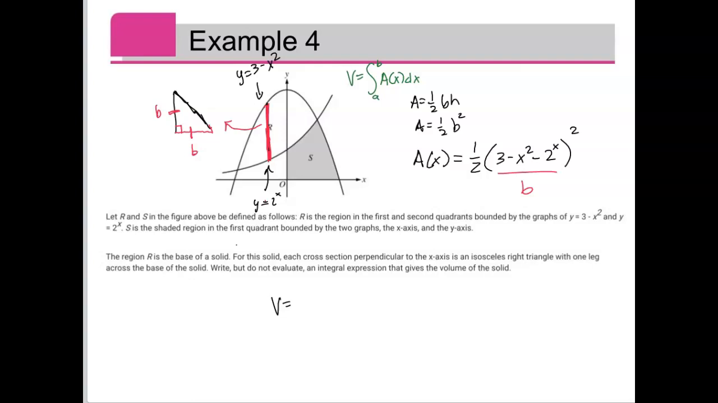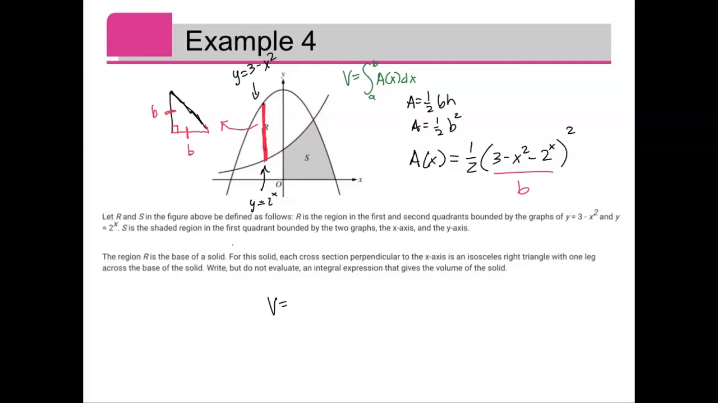The cross section is a triangle. Don't try and imagine what it looks like. It doesn't matter. Anyway, the integral of 1/2 3 minus x squared minus 2 to the x dx. Now, what I do need is the x values that I need to integrate over, a to b, which are going to be these points of intersection, right?